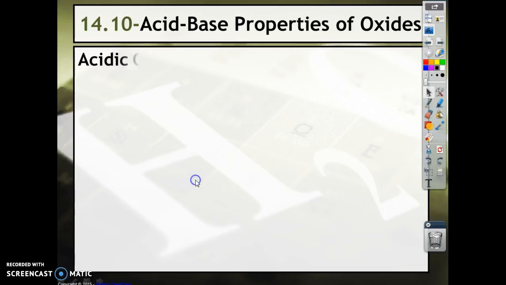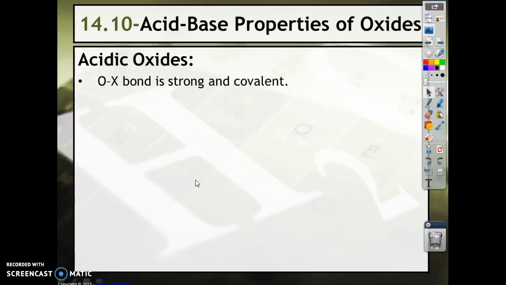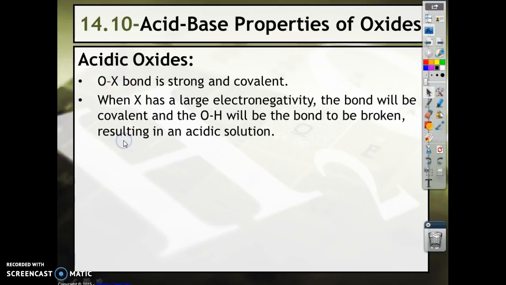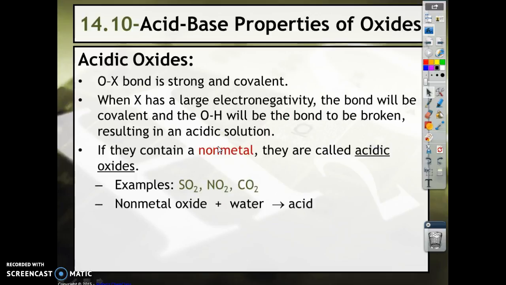Okay, so how about their properties? When we have an OX bond, it's strong and it's covalent. If X has a really large electronegativity, the bond is obviously covalent, but the OH will be the bond that's easily broken and results in an acidic solution. If they contain a nonmetal, they're considered acidic oxides, and we would show it like this.